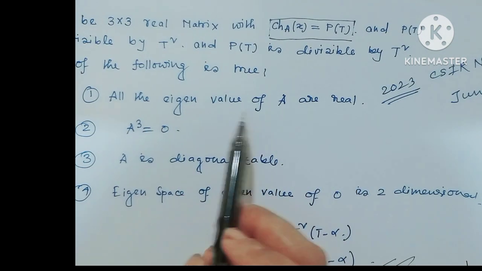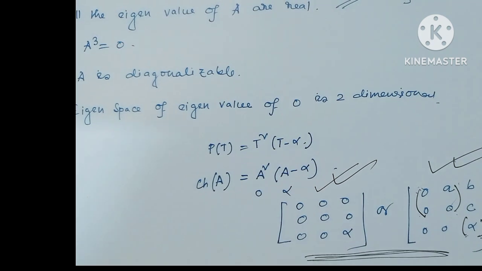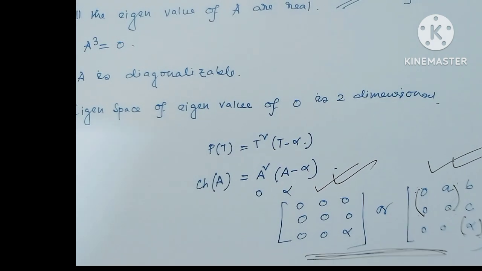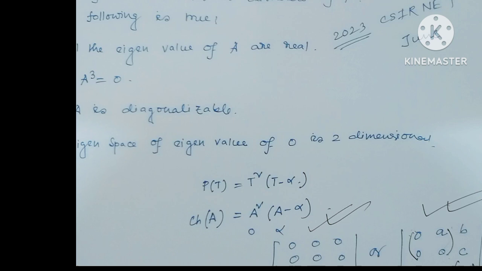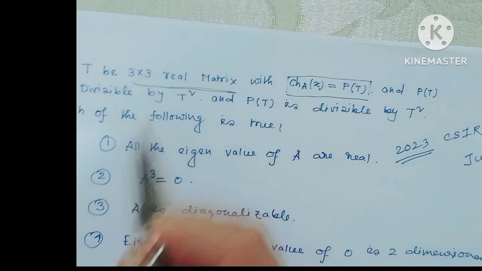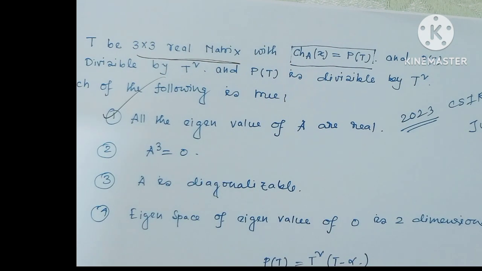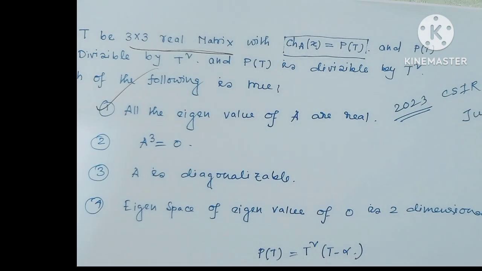Here, first option, all the eigenvalues are real. Notice for both cases all the eigenvalues are 0, 0, alpha. Since it is a 3x3 real matrix, all the eigenvalues are real. This is the right option. A cube equal to 0.